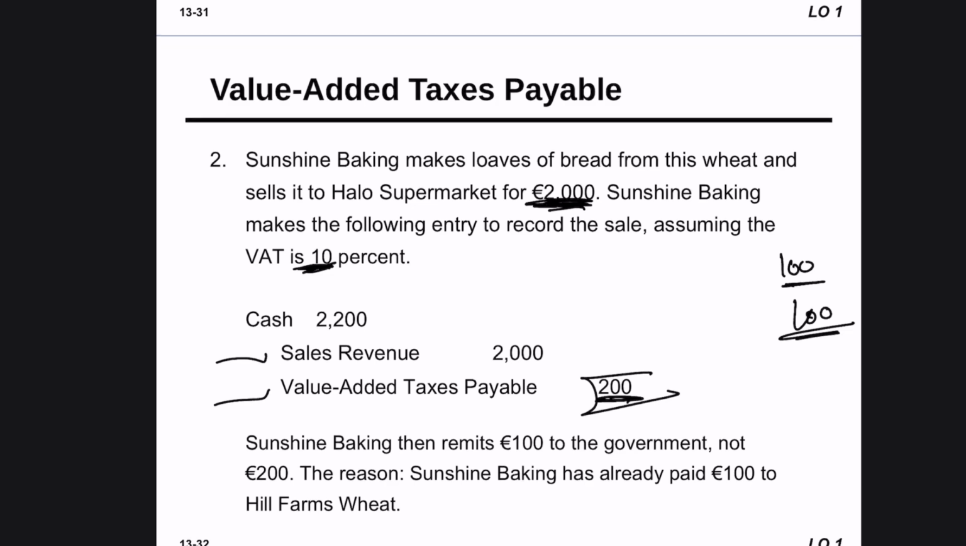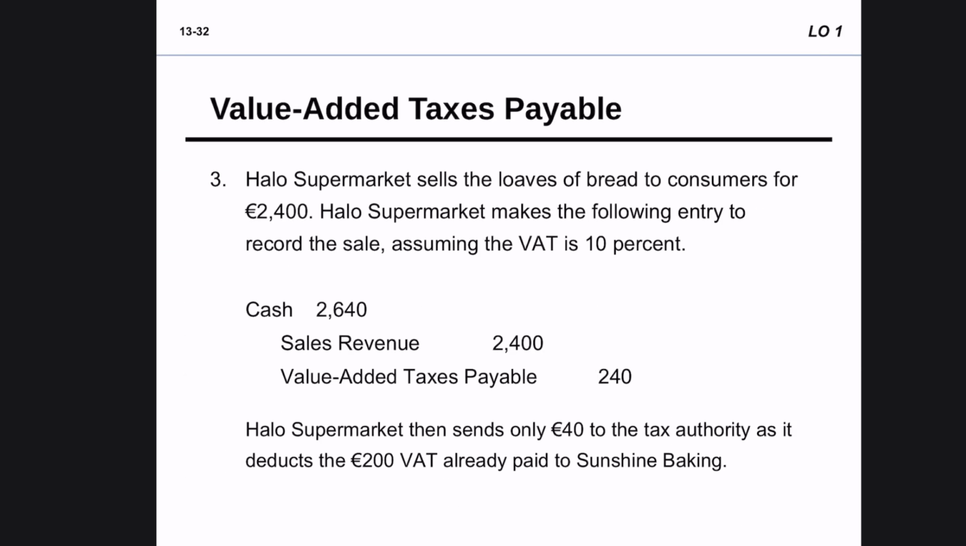Then Hello Supermarket sells the loaves of bread to consumers for 2,400. So at the beginning we had the wheat, we sent it to the bakery, they made bread, then they sent it to the supermarket, so the purchase process happened three times. Now the supermarket will sell to the consumers. So Hello Supermarket sells the loaves of bread to consumers for 2,400.